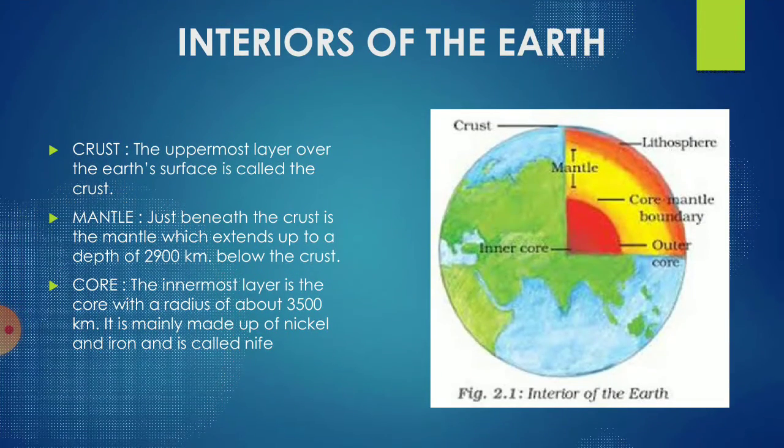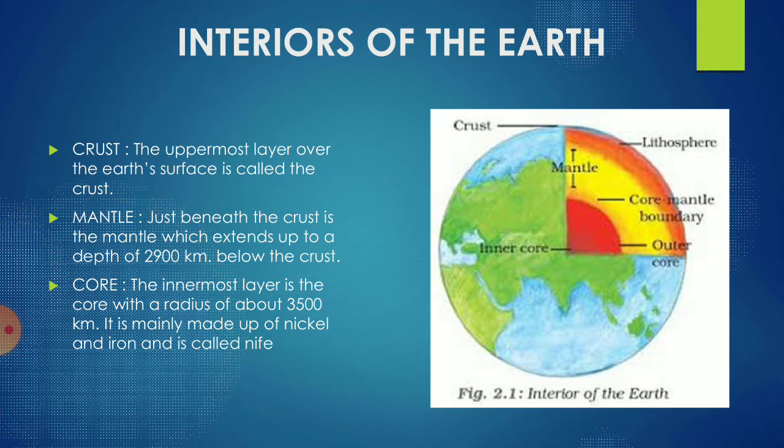Interior of Earth. Crust. On the basis of varying density and other physical and chemical properties of rock, the Earth can be divided into three concentric layers, and the crust is the uppermost layer. The uppermost layer over the Earth's surface is called the crust. The crust is the solid outermost layer. It is also known as the lithosphere.